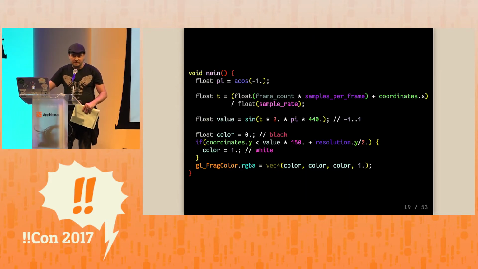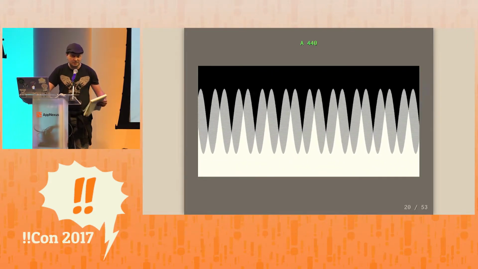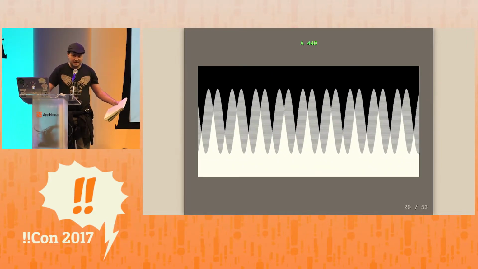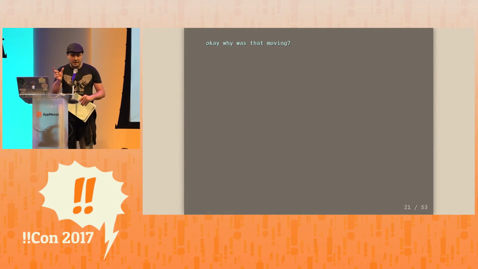And this is a fragment shader that has that same sine wave, right? But now the x coordinate is a part of the time calculation. And instead of just outputting the value, I'm using the y coordinate to decide whether to show a black or a white pixel. So that looks like this. That's a picture of a sine wave and the sound of the same sine wave. Okay? So why is that moving? Well, a sine wave has a frequency, so it has a length in time. So that's a number of time samples, so that's a number of pixels.